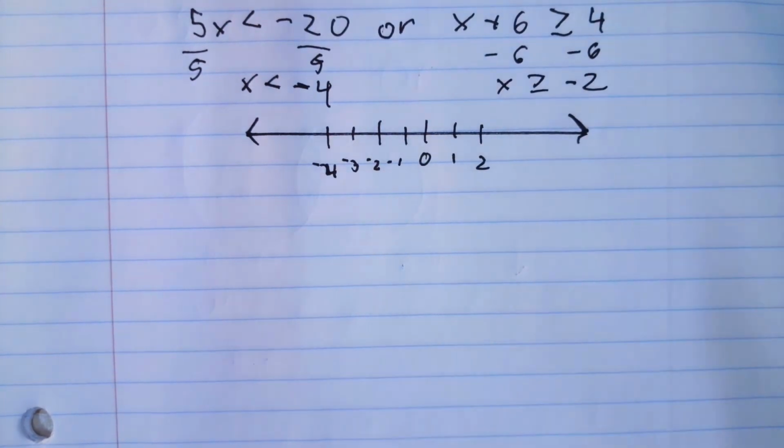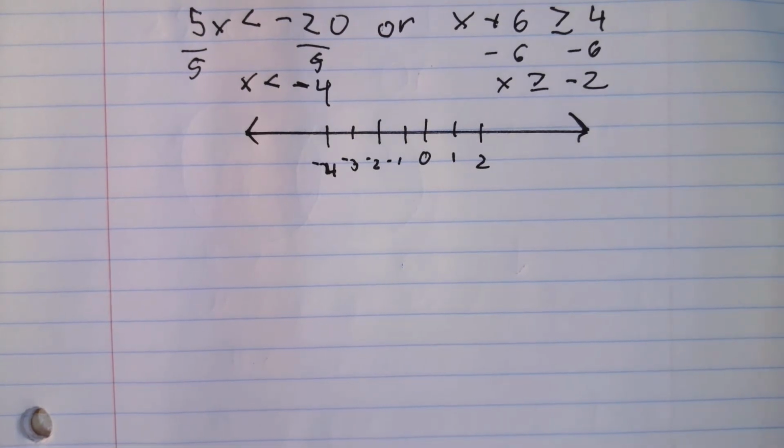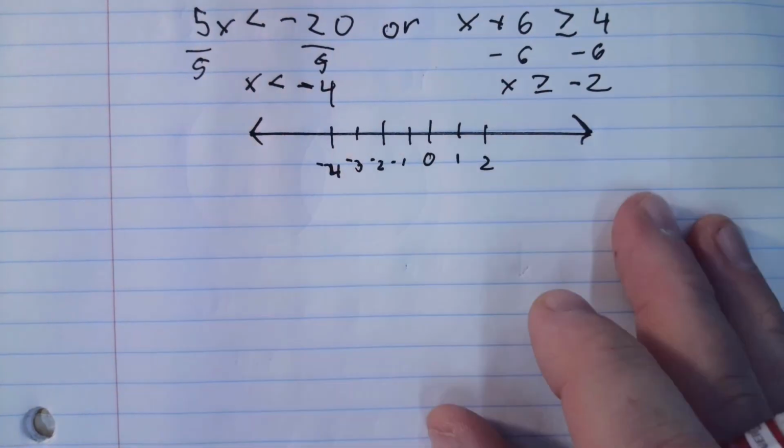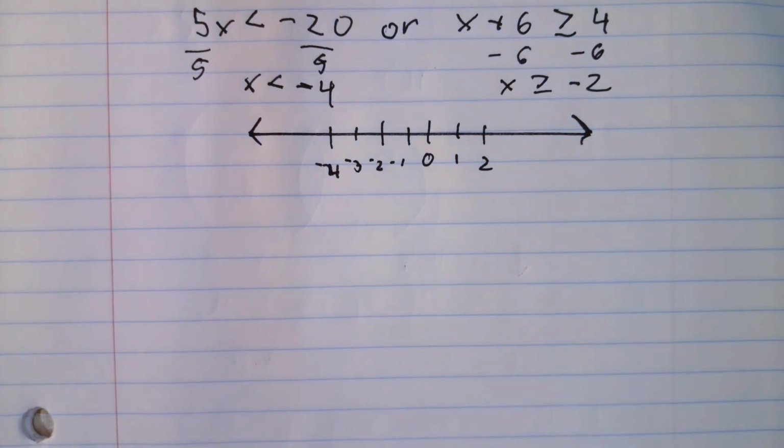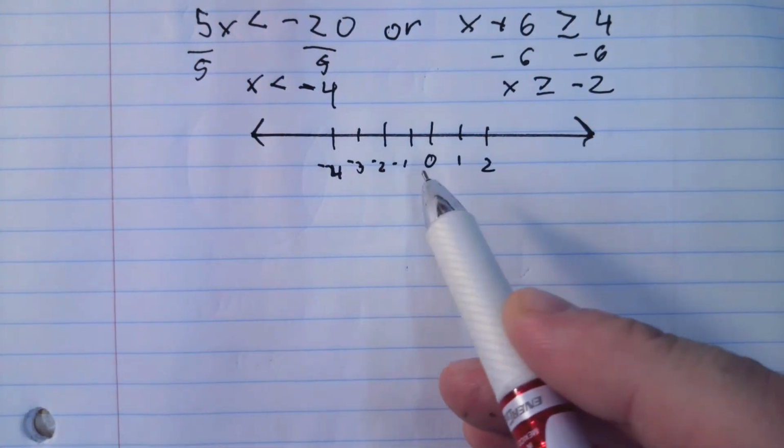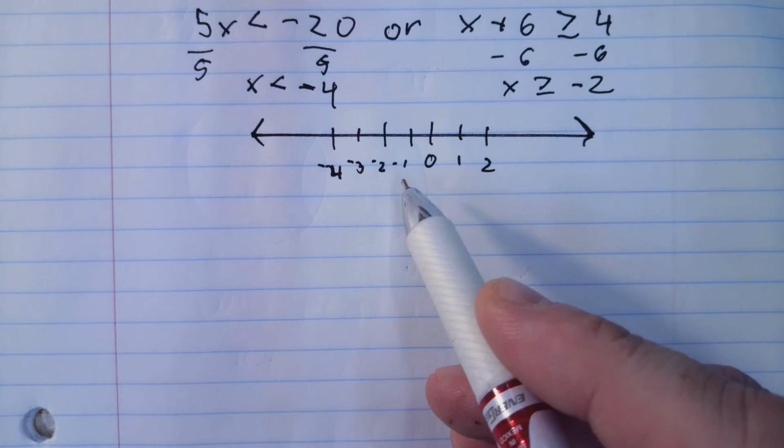Okay. Now we need to graph it. I'm going to give you a second to graph it real quick, and then I'll show you how to do that. Which one? I'm supposed to graph both on the same number line. On the same number line, because we kind of want it to look like that hospital situation where we have an alarm.